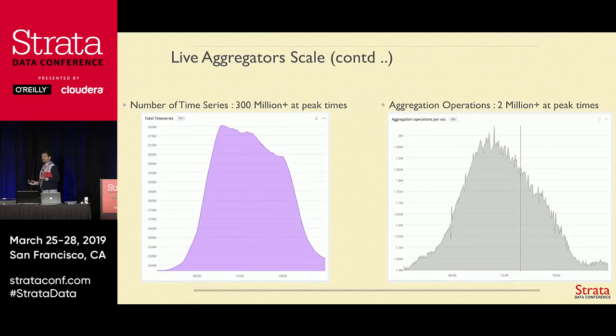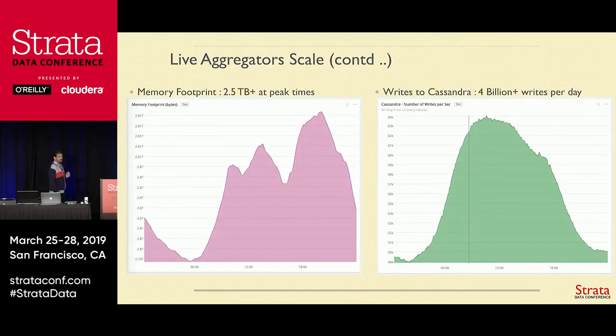So in our early example, we saw there were 2 time series and 8 aggregation operations. But in total, Live Aggregator at peak times is keeping more than 300 million time series, and it does millions of aggregation operations during our peak times. And since each view is keeping the state in memory, across all the views we are keeping more than 2.5 terabytes of data in memory, and they are writing billions of entries to Cassandra every single day.